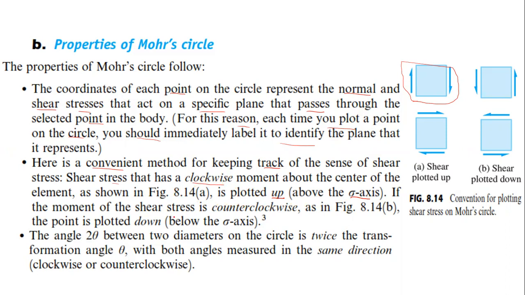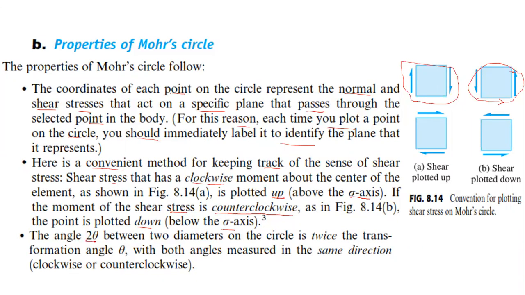If the moment of the shear stress is counterclockwise, as in figure B, as you have seen in our B, this is counterclockwise since its rotation is opposing the clockwise rotation of the circle. Since the rotation is counterclockwise, this type of shear stress is plotted down or below the sigma axis.